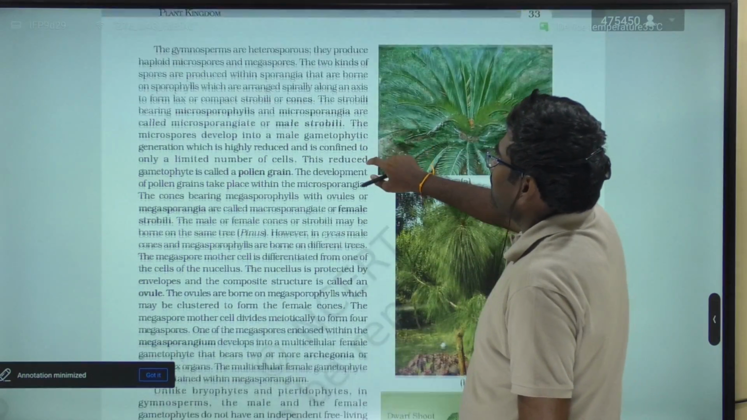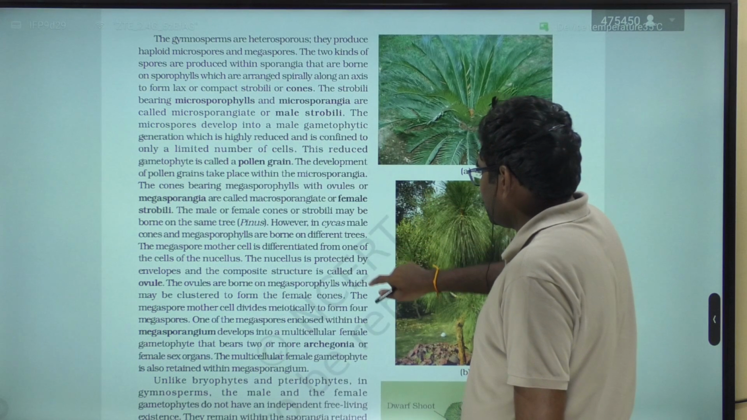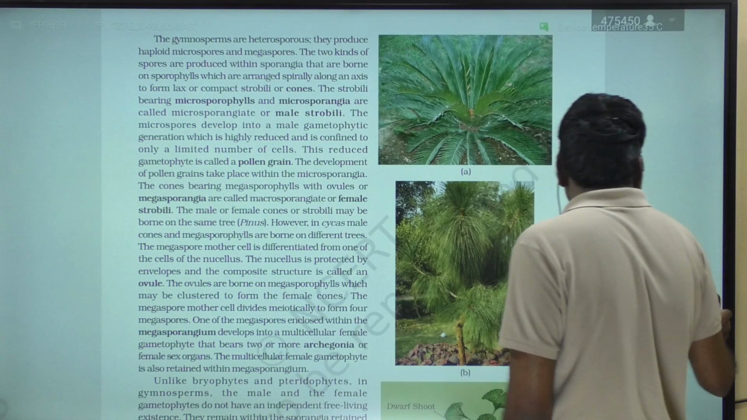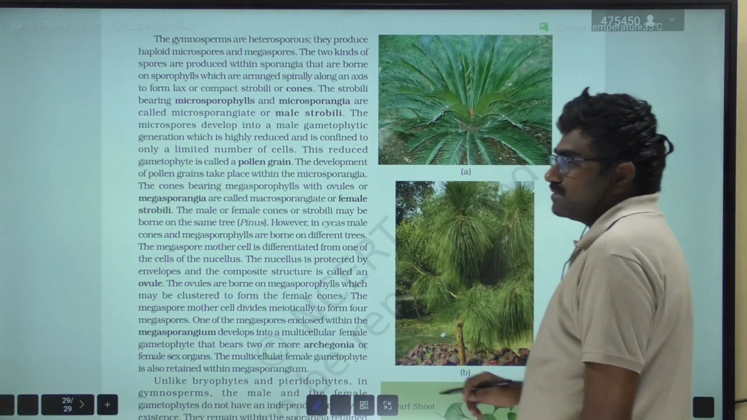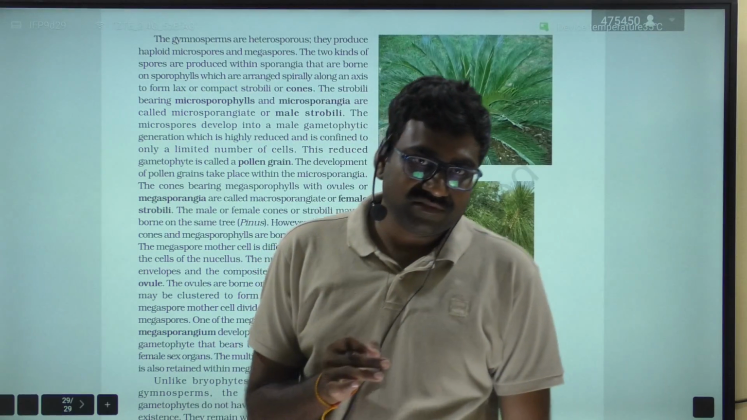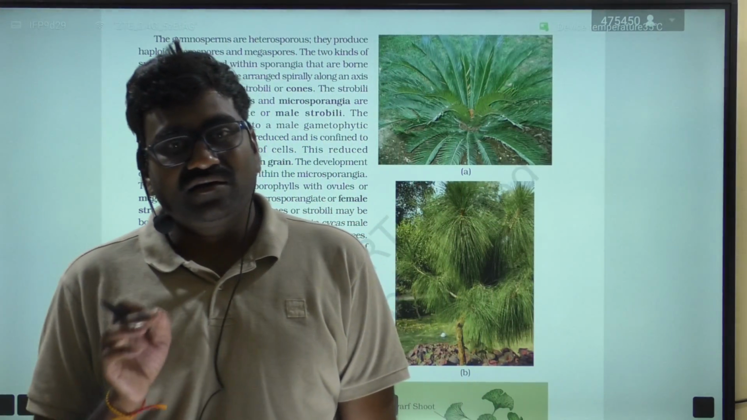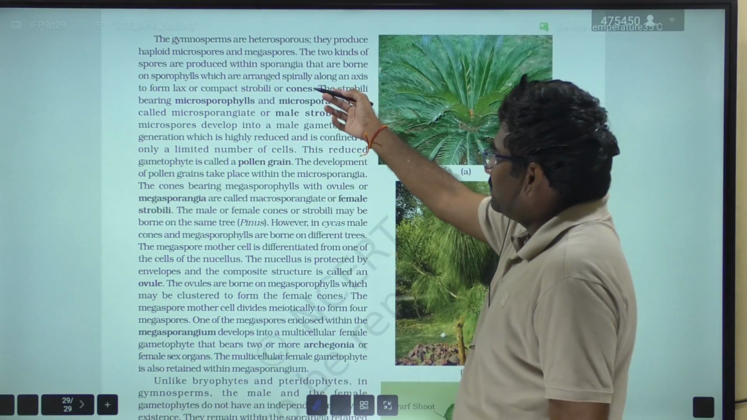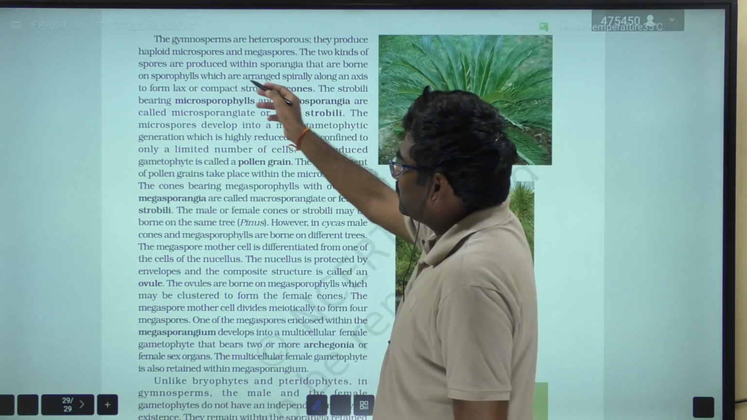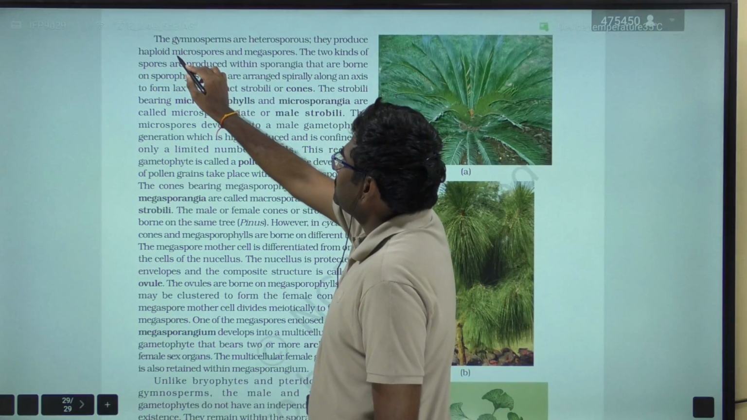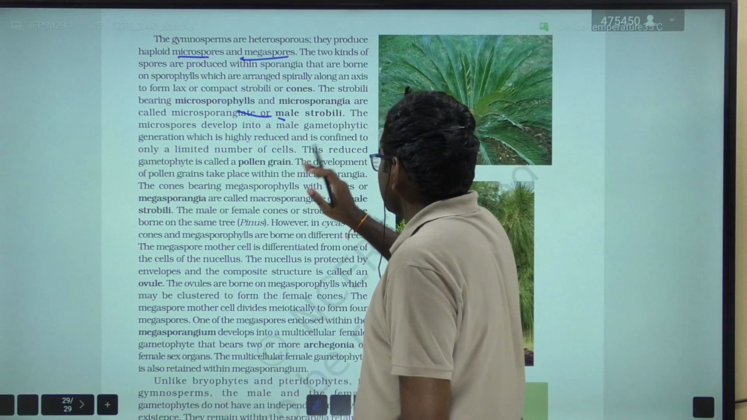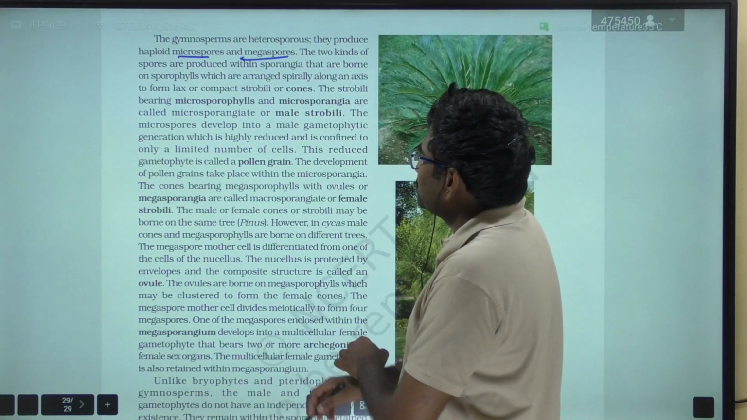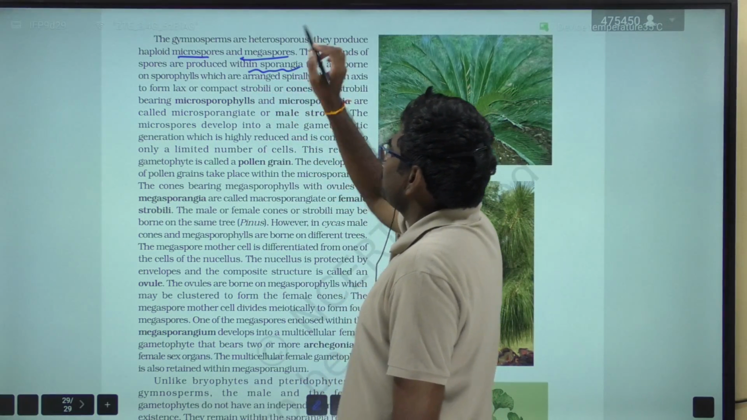The next important thing is that the gymnosperms are heterosporous. In bryophytes, all are homosporous. In pteridophytes, the majority are homosporous and some are heterosporous. In gymnosperms, all are heterosporous. They produce haploid microspores and megaspores. The two kinds of spores are produced within the sporangia.